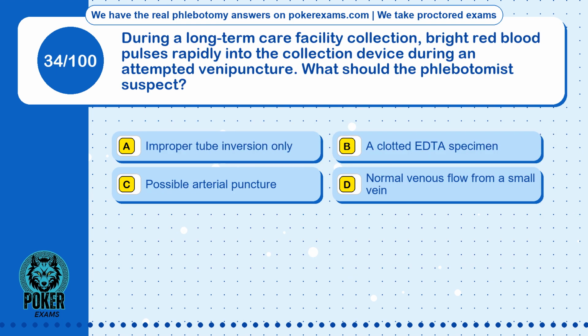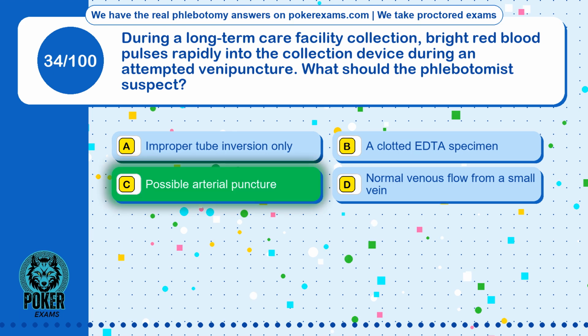Question 34. During a long-term care facility collection, bright red blood pulses rapidly into the collection device during an attempted venipuncture. What should the phlebotomist suspect? Option A. Improper tube inversion only. Option B. A clotted EDTA specimen. Option C. Possible arterial puncture. Option D. Normal venous flow from a small vein.